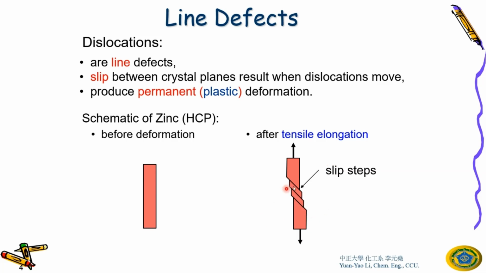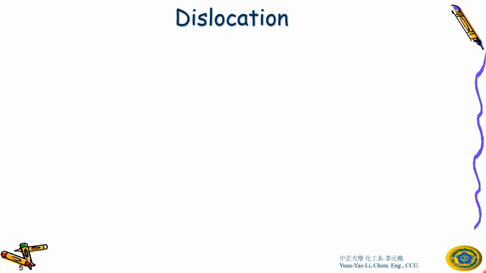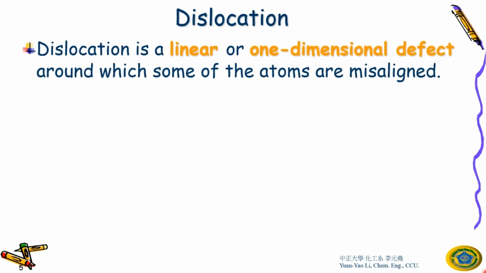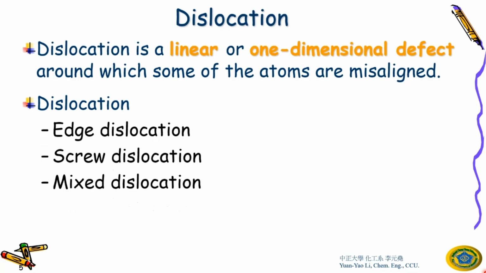And once you use a microscope to observe this part, this part is a kind of slip steps. We are going to show you this soon. So this is called dislocation, or we call it a line defect. So what is dislocation? Dislocation is a linear or one-dimensional defect around which some of the atoms are misaligned to one line, right? And here we introduce three types.